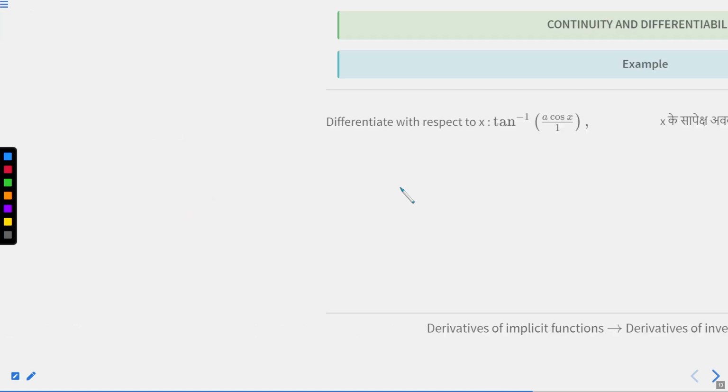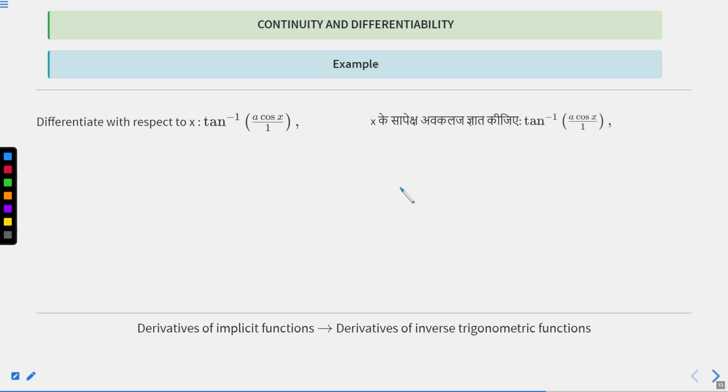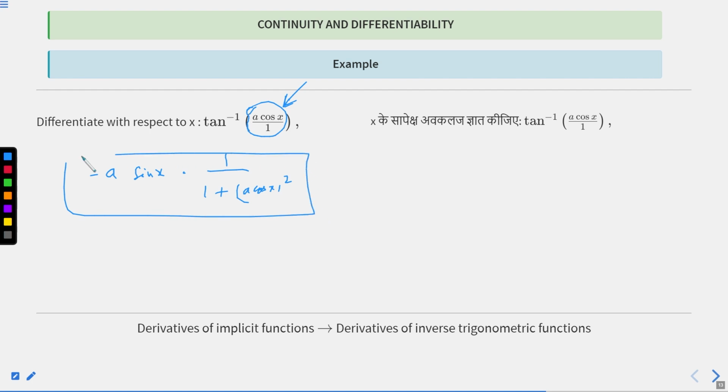So here we have to differentiate it. Quite simple. How are we going to differentiate? The first thing is to differentiate the inside thing with respect to x. So you will get a sine x. That's it. And now the tan inverse differentiation. Tan inverse differentiation is 1 divided by 1 plus x square. What will x be replaced by? x will be replaced by this whole term, so x square means a cos x whole square. You will get your derivative as this. I hope that it is clear.